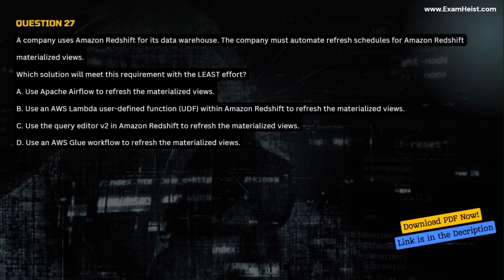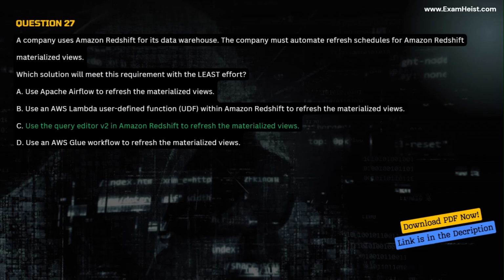Question 27. A company uses Amazon Redshift for its data warehouse. The company must automate refresh schedules for Amazon Redshift materialized views. Which solution will meet this requirement with the least effort? A. Use Apache Airflow to refresh the materialized views. B. Use an AWS Lambda user-defined function, UDF, within Amazon Redshift to refresh the materialized views. C. Use the Query Editor v2 in Amazon Redshift to refresh the materialized views. D. Use an AWS Glue workflow to refresh the materialized views.